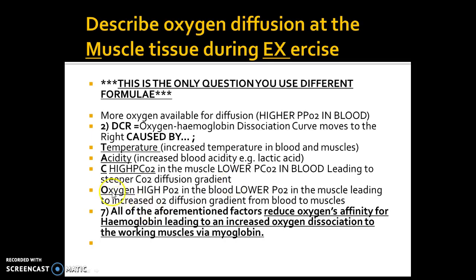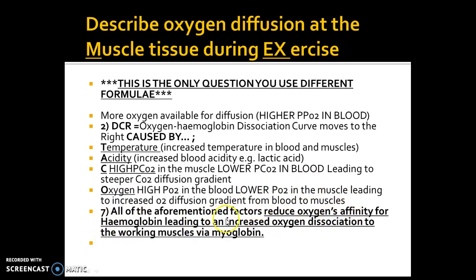So now what we're saying then is oxygen. This is the key thing. The CO2 you might not even need to use in the exam. The key thing we're talking about in oxygen is that there is a high PPO2 in the blood and a lower PPO2 in the muscle. This leads to an increased O2 diffusion gradient from the blood to muscles.